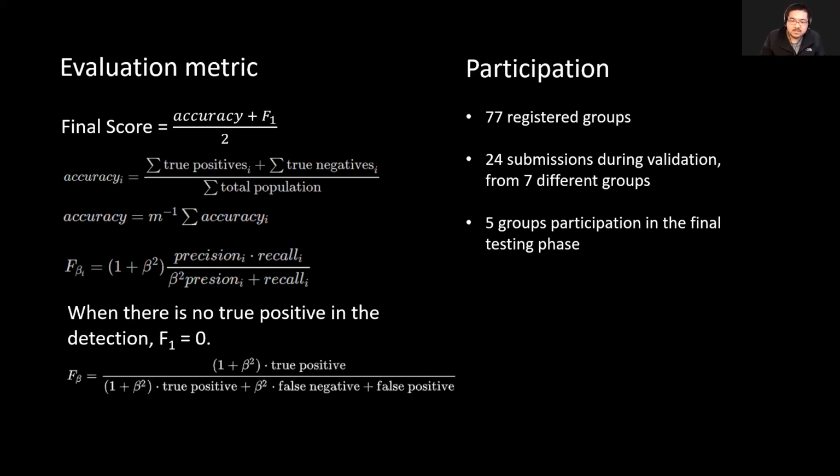In terms of participation status, we have 77 groups registered to participate in the EmotioNet challenge this year. Seven groups in total submitted 24 submissions during the validation period. And in the testing phase, 5 groups finally submitted their results.